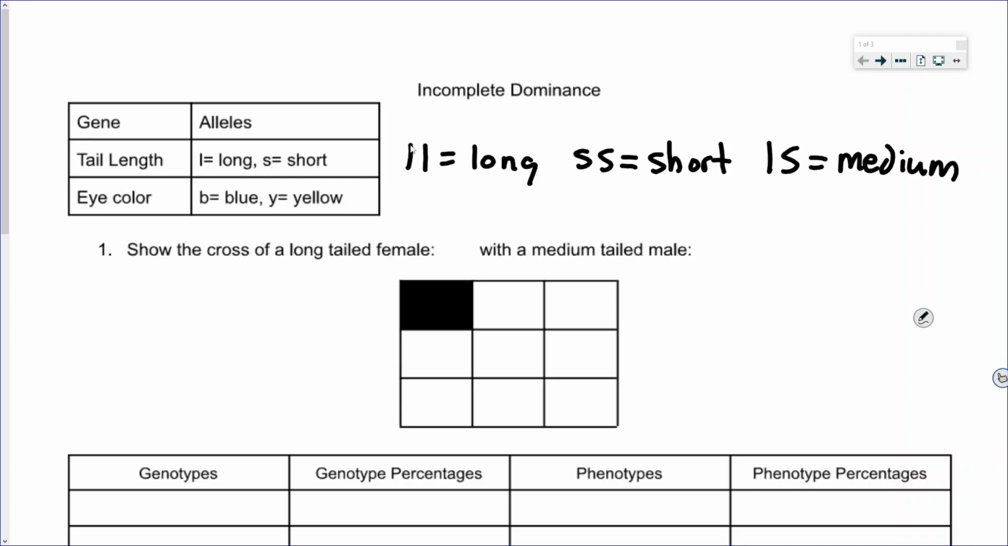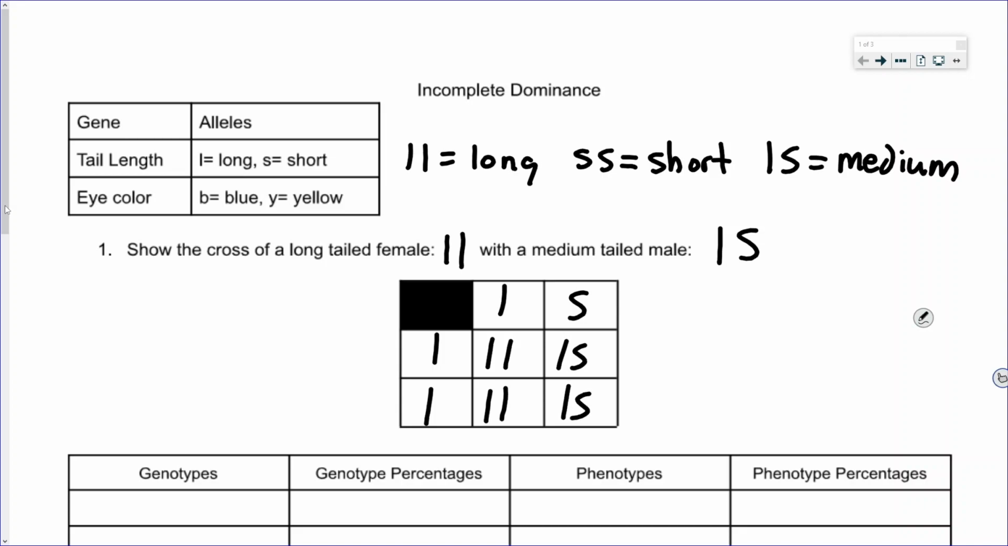So in our first Punnett square example here, we have a long-tailed female, which would be LL, mixed with a medium-tailed male, which would be LS. So then we have our same traditional setup for our Punnett square. Take my first parent, split their genes up along the left. Second parent, split their genes up along the top. Then I look left. I look up to fill in my Punnett squares just like this.